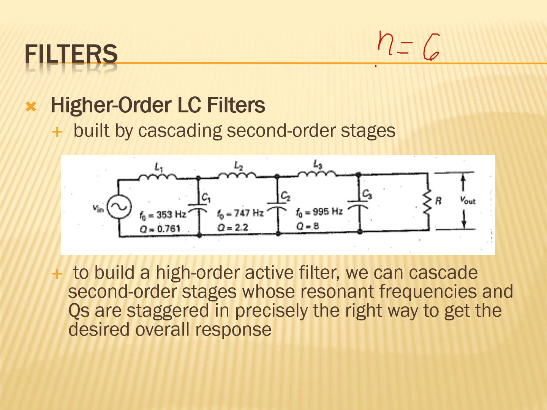So if we have N equal to 6, that also means we have 3 passband ripples, because the number of ripples is equivalent to 6 divided by 2. Notice how each stage has its own resonant frequency and Q. This has its own resonant frequency and Q. The same is true with this, and the same is true with this. So the staggered resonant frequencies produce the 3 ripples in the passband.